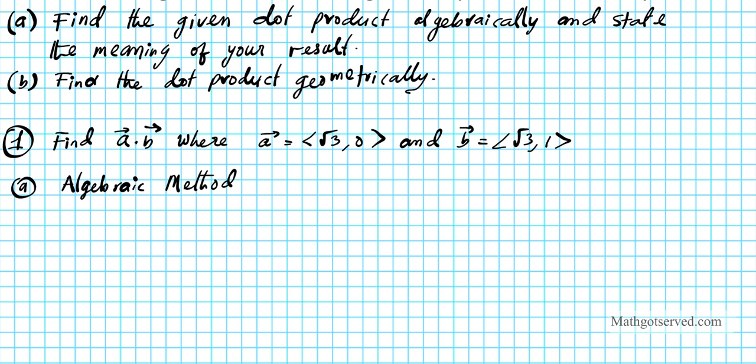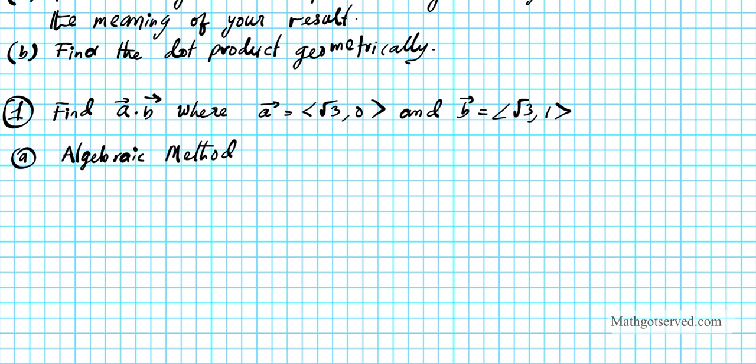For the algebraic method, let's first state what the formula is. A dot B is equal to the x component of A, comma, the y component of A. This is a representation of vector A, and then we're going to dot this with the x component of vector B and the y component of vector B.